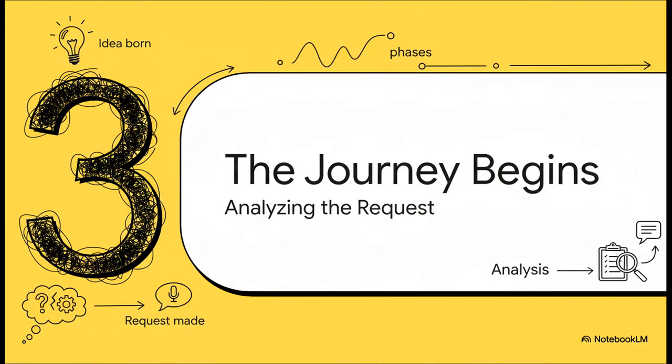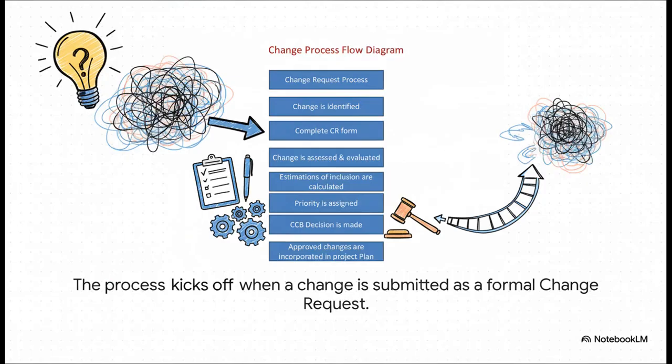So let's start where it all begins. An idea is born, a problem is spotted, and a formal request is made. This is the first and maybe the most crucial phase, the analysis. It all kicks off right here. Someone, a user or a developer, sees a need for change, but instead of just yelling it across the room, they fill out a formal change request form. We'll just call it a CR. That simple act of writing it down is really the first step in taming that chaos we talked about.